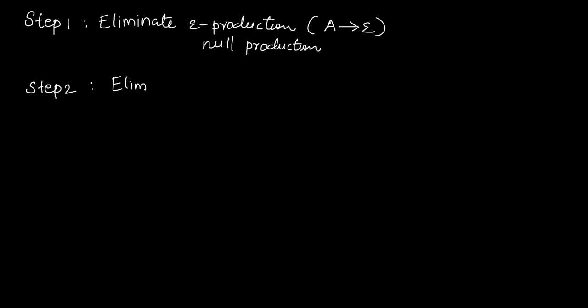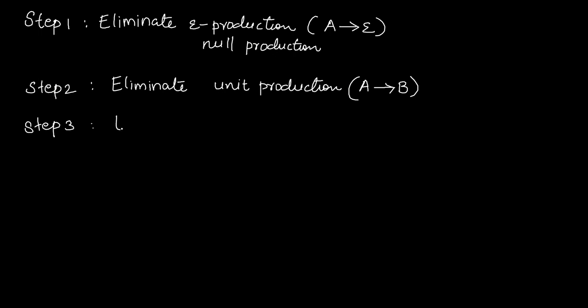Then the second step is to eliminate unit productions. And what does unit production mean? Any production of the form A gives B. That means on the right side we have only a single variable. Only one variable on the right side, that is a unit production. That also we have to remove. And the last step, step 3, is to eliminate the useless productions and symbols.